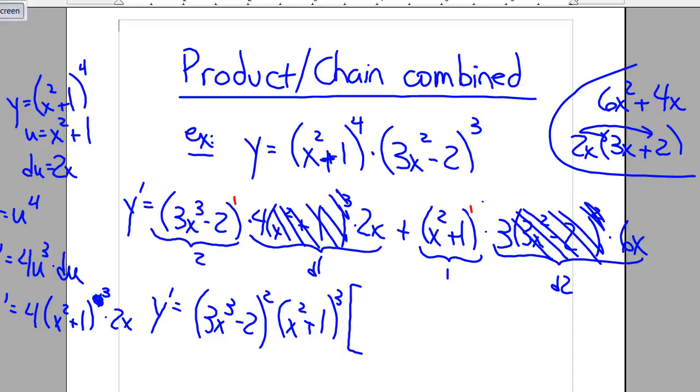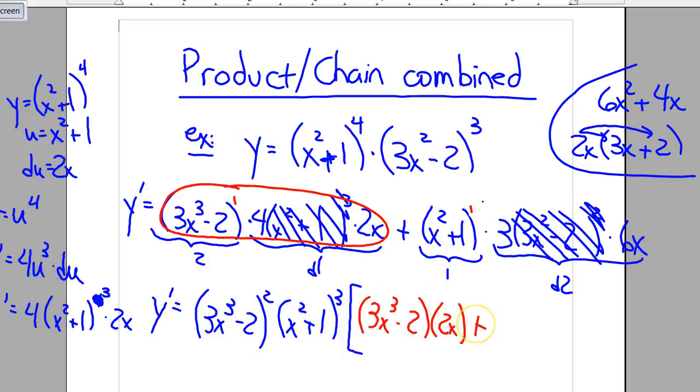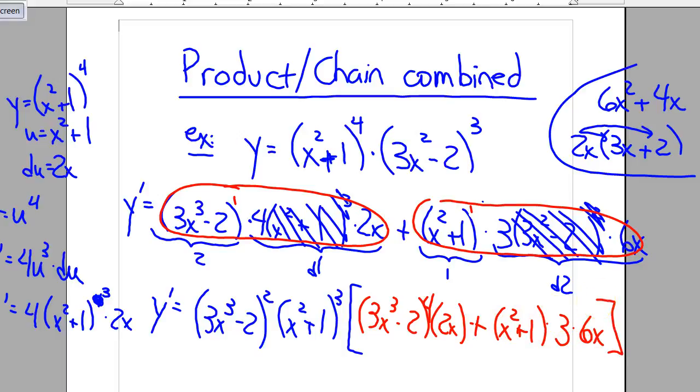Any questions on that stuff? So then I'm going to take the stuff that's left and combine it inside of the bracket. So I'm going to have 3x to the third minus 2 times 2x, plus, oh yeah, times 4, plus this x squared plus 1 times 3 times 6x.